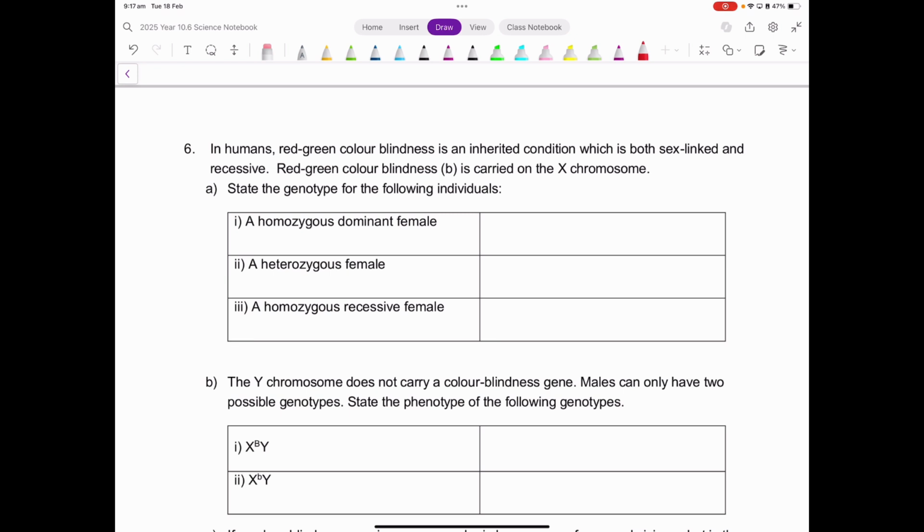So, let's have a look now at some genotypes. We're going to practice genotypes together. So, in humans, this is a real example again. Is anyone in the room red-green colourblind? And I've been really doing your head in with my highlighting in red and green.